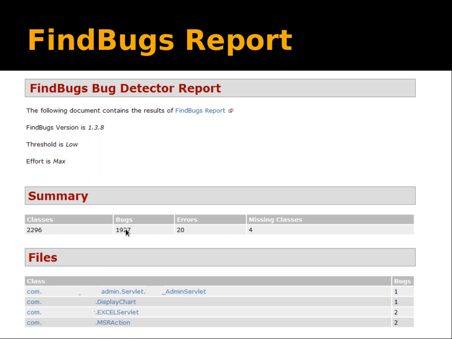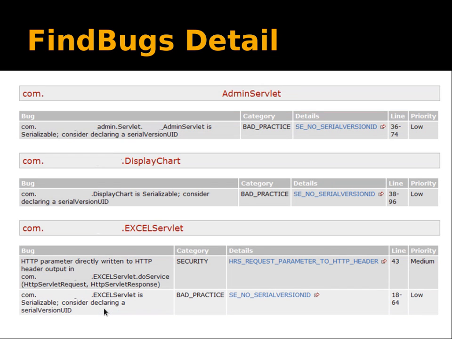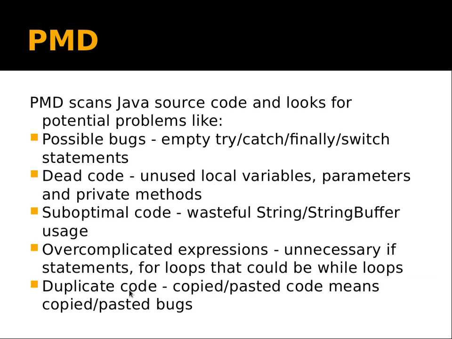So it can generate a report. Here's one looking at different classes, number of bugs found, errors, and missing classes. If it didn't find everything, you can click on it and go through it. Here we go: bad practice, class is Serializable, consider declaring a serialVersionUID. Maybe you should add a UID to it, is all it's saying here. And these are other HTML project errors if you wish to go through them.